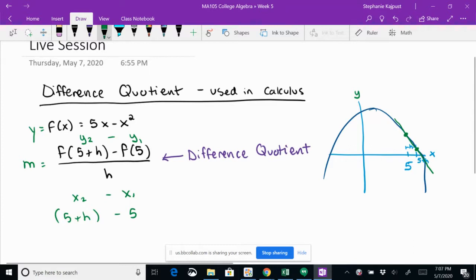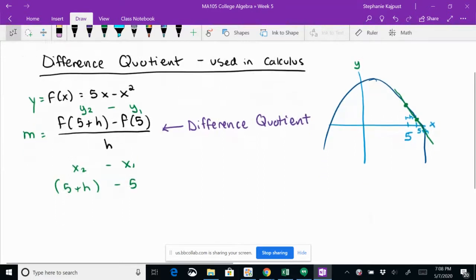What we're going to do is just show you the algebra to calculate this without worrying about what h is. H could be anything. We're just going to do algebra to simplify this. And then when you get to calculus, you'll learn what that means and you'll learn all the shortcuts to do it. So the difference quotient is basically just find the slope between 2 points, one of them which has an x value of 5 in this case, the other one has an x value of 5 plus h.